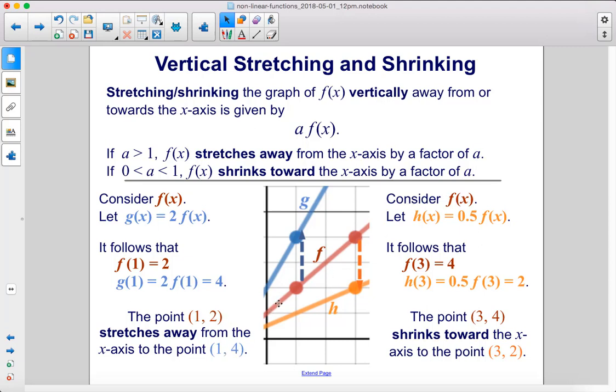Let's consider f of x again, and let h of x equal 0.5 f of x. So it follows that if f of 3 equals 4 here, then h of 3 will equal 2. So we cut that y component in half. So the point 3, 4 shrinks towards the x-axis to the point 3, 2. So the y-coordinate was divided by 2.